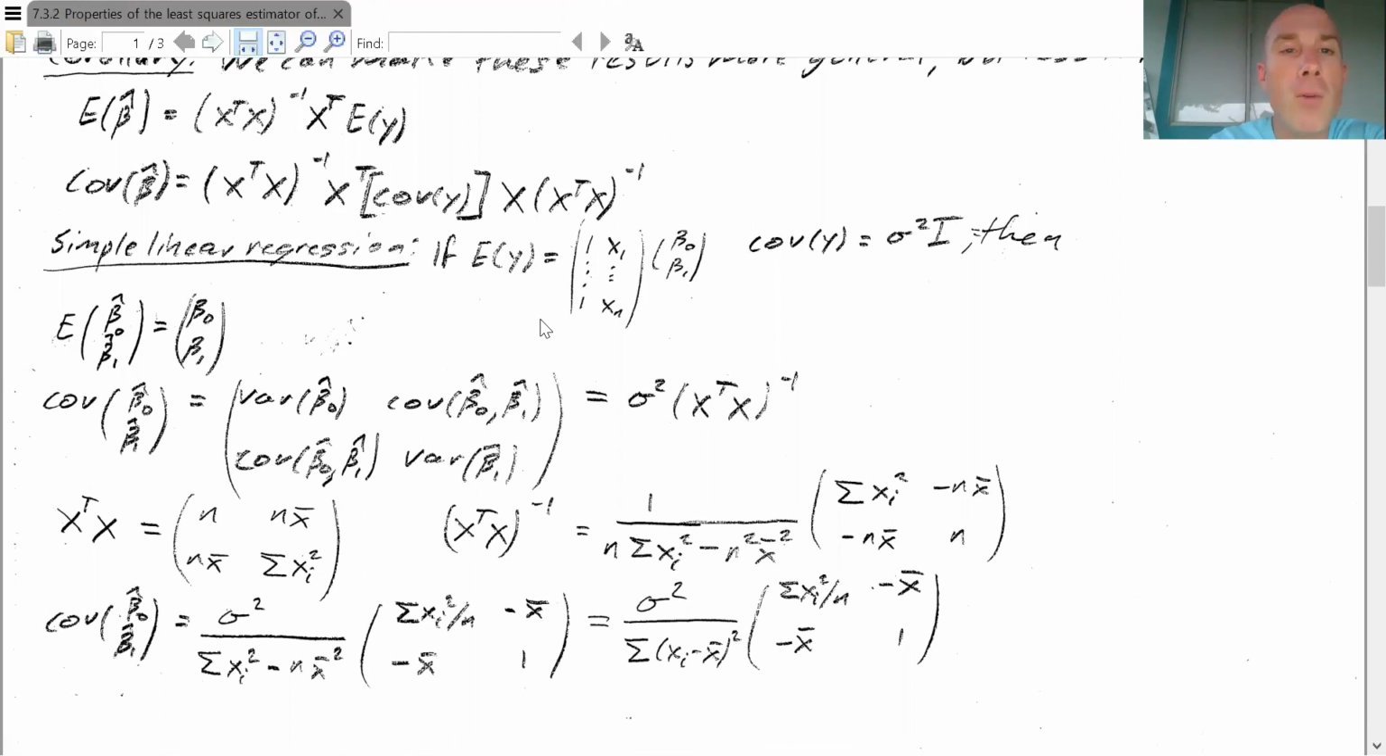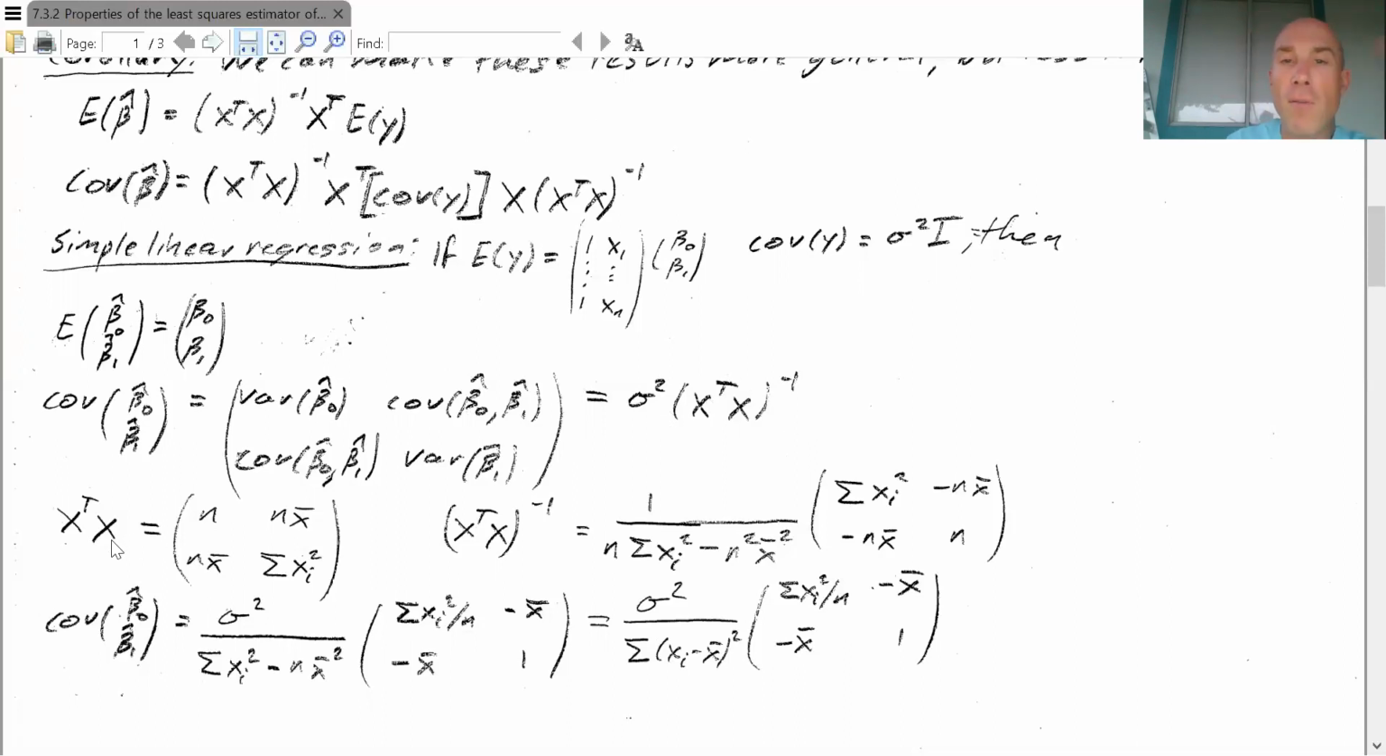Okay, so let's do simple linear regression. All right, well, the expected value of y is x times beta. I'm just writing it out right here. The covariance of y is sigma squared times I. So the expected value of our hats are what we want them to be. And our covariance, well, I know that it's beta sub 0 hat variance, beta sub 1 hat variance, and then the covariance on the off diagonals. Using the formula, I know that these equal this. All right, let's go ahead and compute what this is.